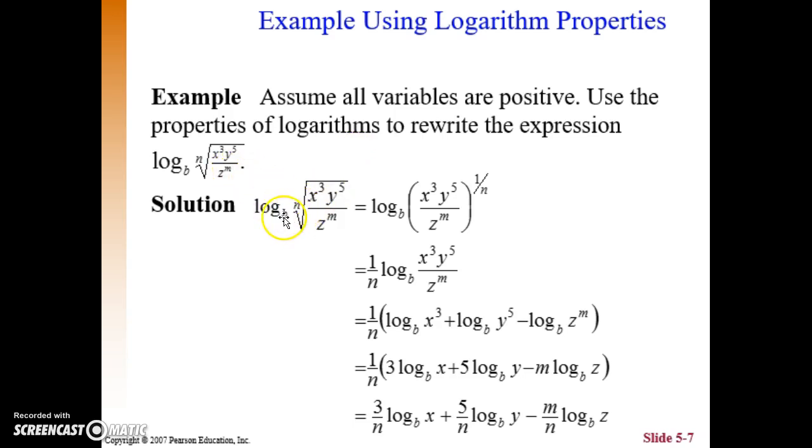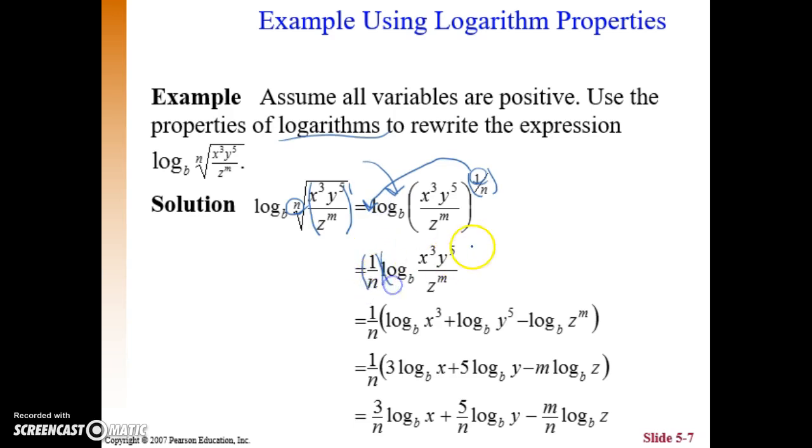So we have log base b of the nth root of x cubed times y to the fifth over z to the m. So the first thing that we're going to do here is rewrite this because we realize we can write the root as a fractional exponent. And remember, the root is always the number that's in the denominator. And the whole expression is just raised to the power of 1 over n. So that's what's in our numerator. And we want to do that because we have a property of logarithms that allows us to take that exponent and pop it down front, which is what they've done here.